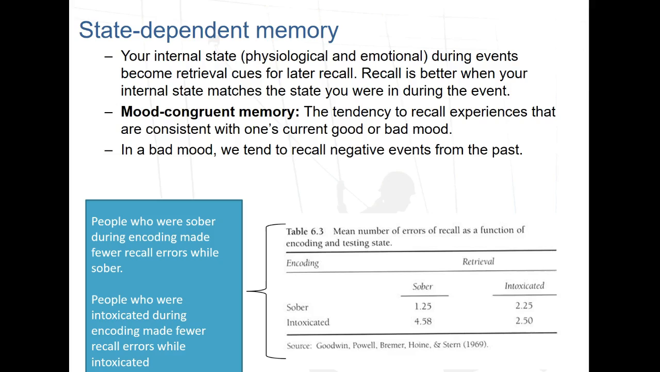When people learned a list of words while they were intoxicated, they made fewer errors when they were intoxicated than they did when they were sober. But people who learned the list of words when they were sober made fewer recall errors when they were sober than they did when they were intoxicated. And of course, you can also see people who were sober made fewer errors overall compared to people who were intoxicated. But the point is that whatever their internal physiological state was, they tended to perform better in recall tasks when their internal state was the same during recall.